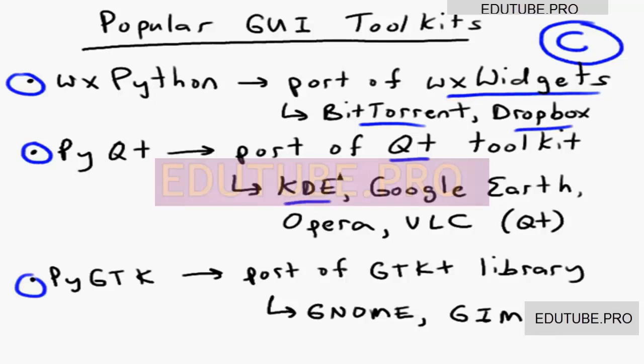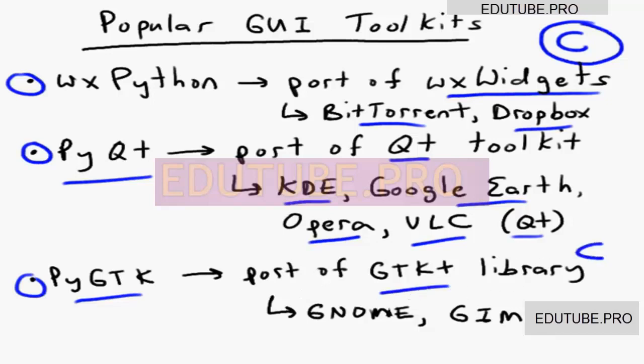For those of you who are familiar with Linux, I'm sure you're familiar with the KDE desktop environment. That's written using the Qt toolkit. Google Earth, one of my favorite applications, is a Qt application. The Opera web browser and my favorite media player, the VLC media player, all were developed with Qt. And again, PyQt is the Python port of the Qt toolkit.